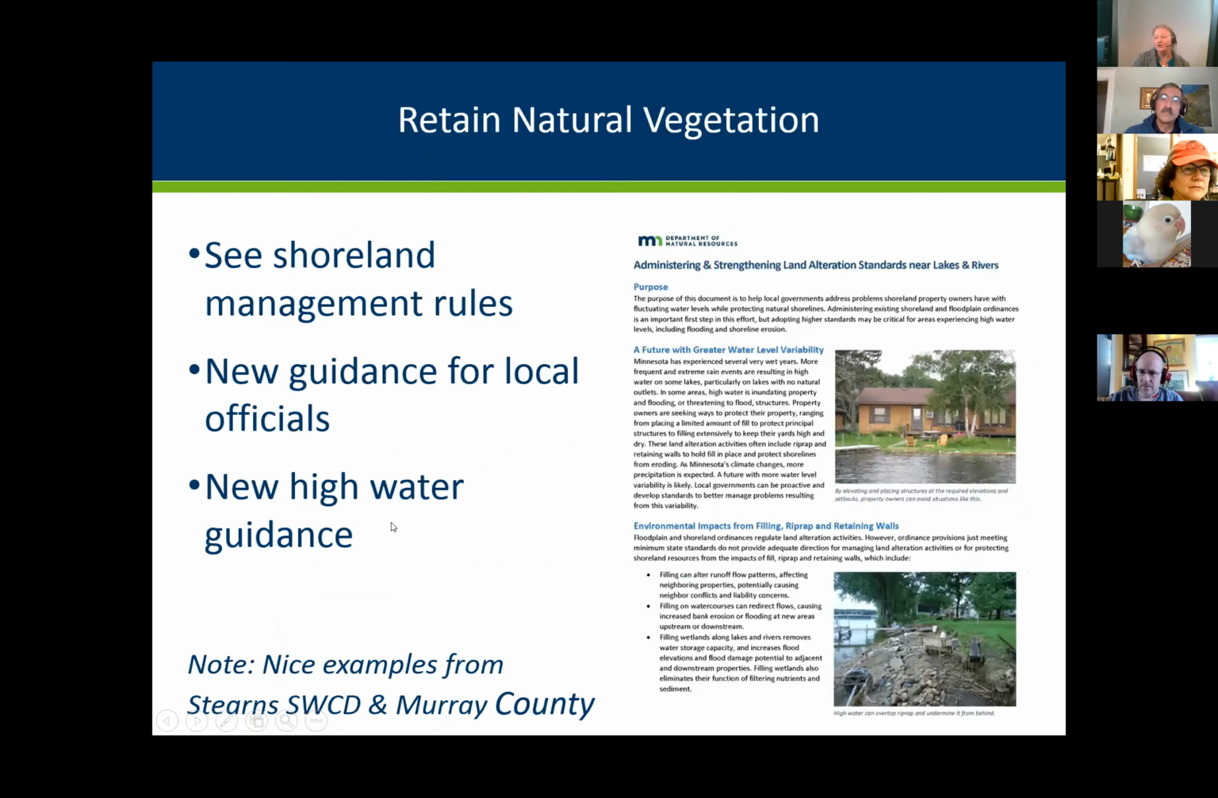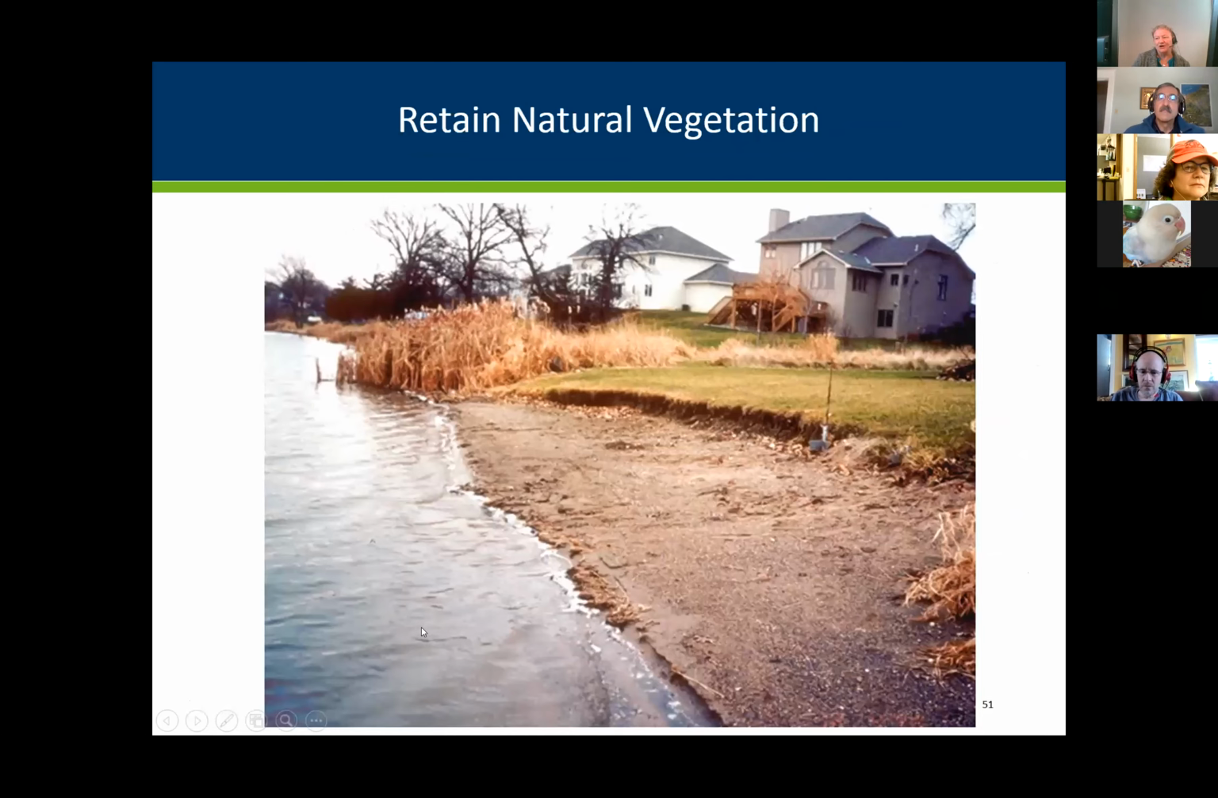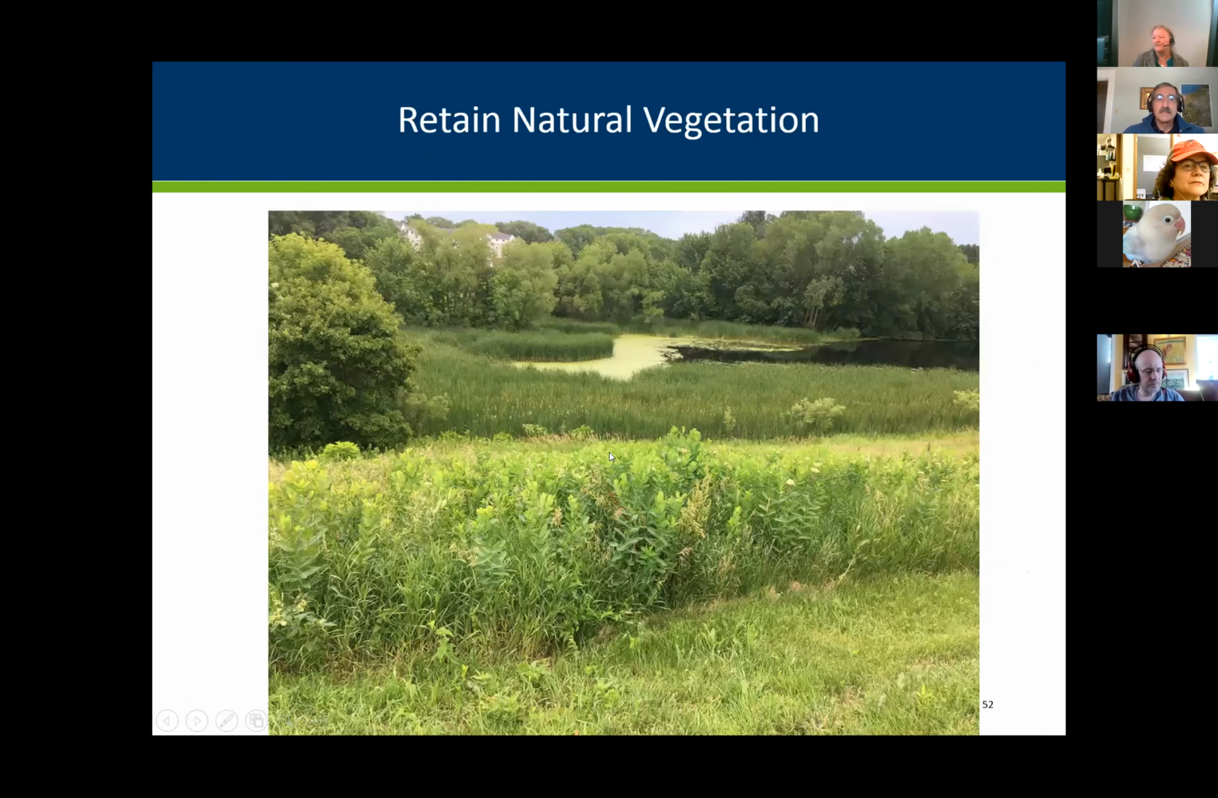We've got educational materials at DNR. This is a more recent document we did on shoreline alterations and some high water guidance, trying to encourage that vegetation staying there versus the sod down to the lake that erodes away. And I'm going to end with a few slides of a naturalized stormwater pond that's near my house.